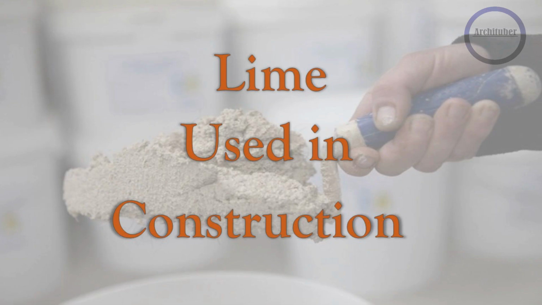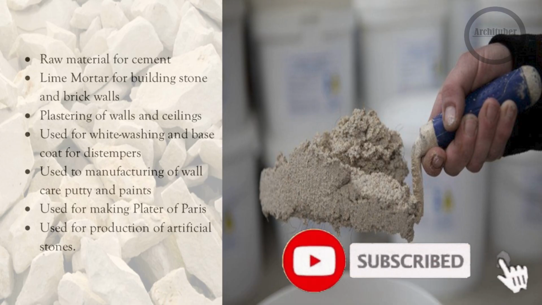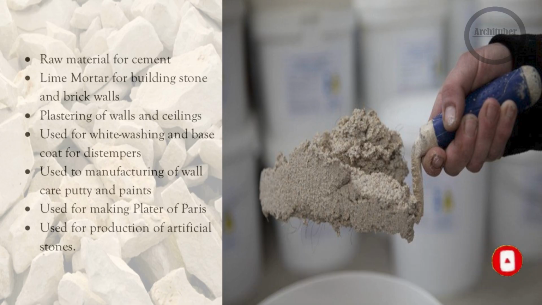Now coming to the uses of lime in construction. It is a raw material for cement, and lime mortar is used for building stone walls or brick walls. It is used for plastering walls and ceilings, for whitewashing and as a base coat for distempers. It is used to manufacture wall care putty and paints, for making plaster of Paris, and for the production of artificial stones.